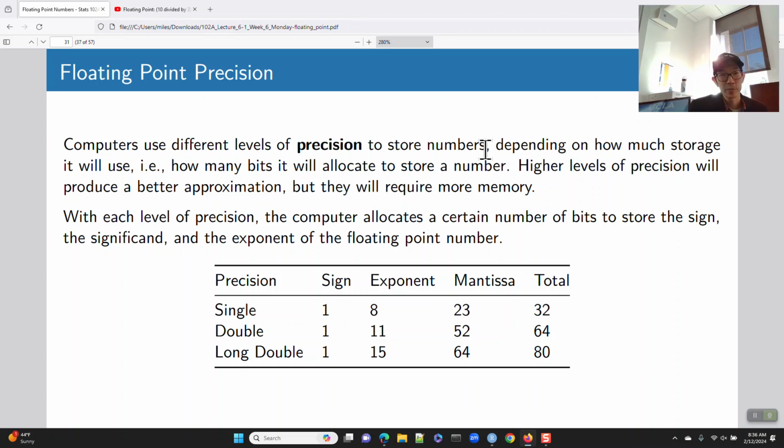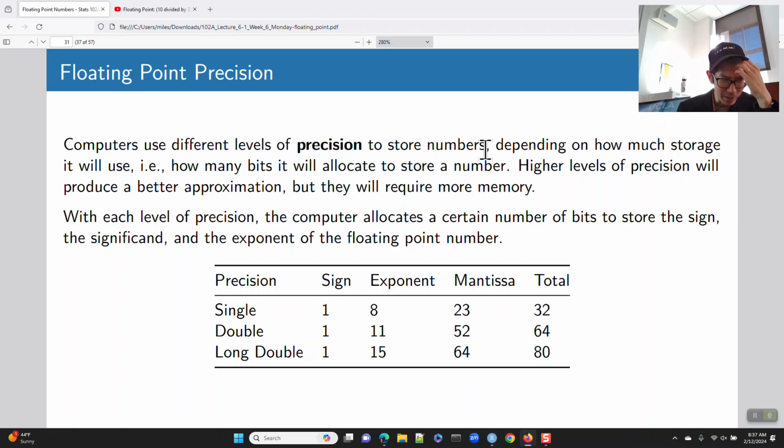All right, so computers can use different levels of precision to store numbers depending on how much storage it will use. So, you buy your computer and it has what? 16 gigabytes of RAM or something like that, probably 8, 32, something around there. It's a lot. But if you think back to the early days of computers, how much storage could you have? It was very limited, and so they had to think, okay, how many bits do we actually need to dedicate to storing a number?